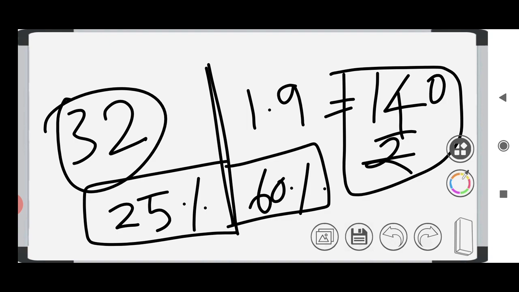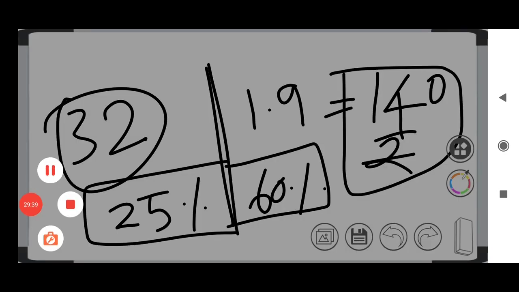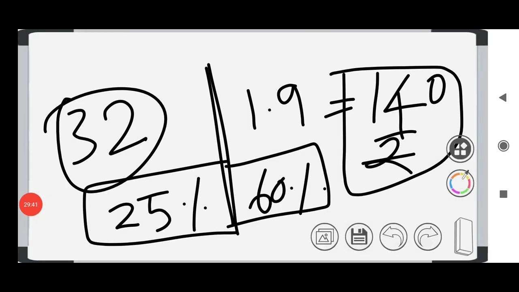And next we can see population. We can discuss population in our next video.